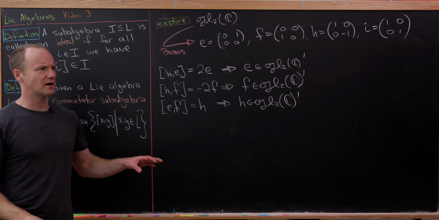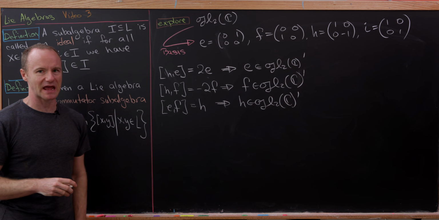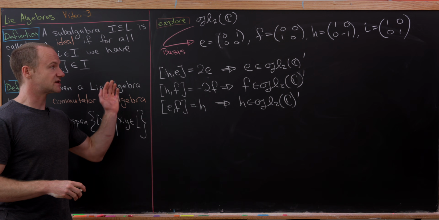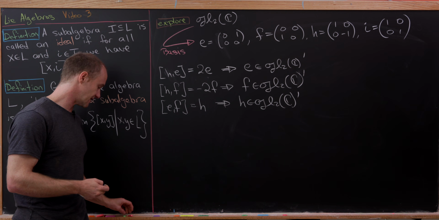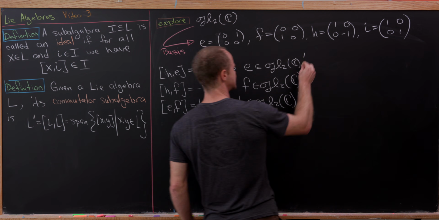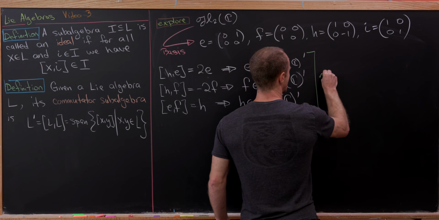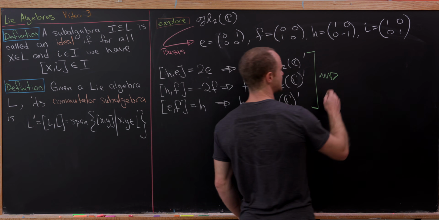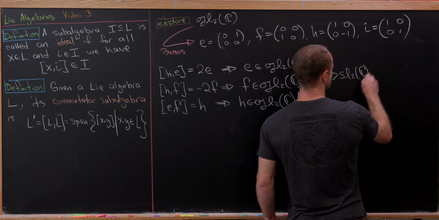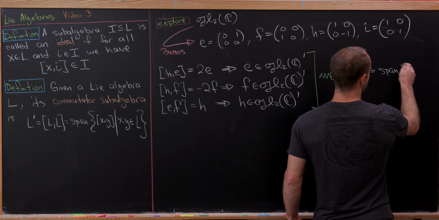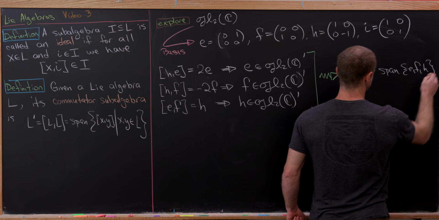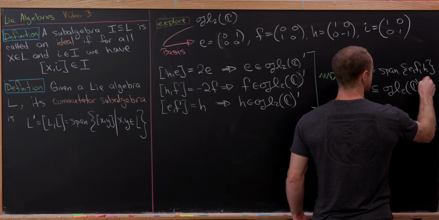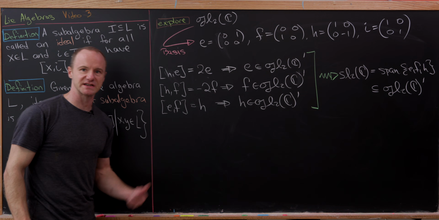Oh, but then the commutator subalgebra is really the span of elements like this. So that means the span of E, F, and H is a subalgebra of GL2C. So, what is the span of E, F, and H? Let's recall that those were the basis vectors for SL2C. So that means SL2C, which, like I said, is the span of E, F, and H, is in fact a subalgebra of GL2C prime. And it's kind of obviously a vector subspace.